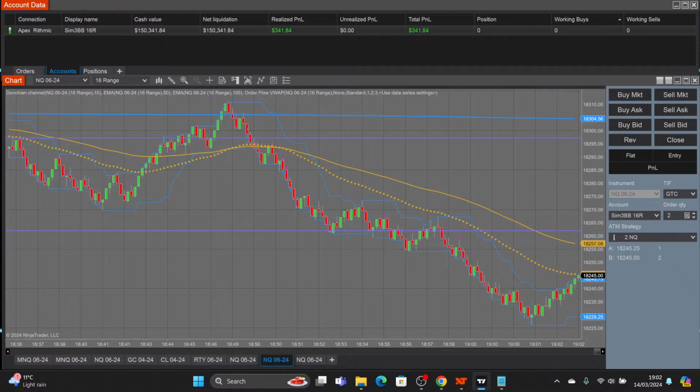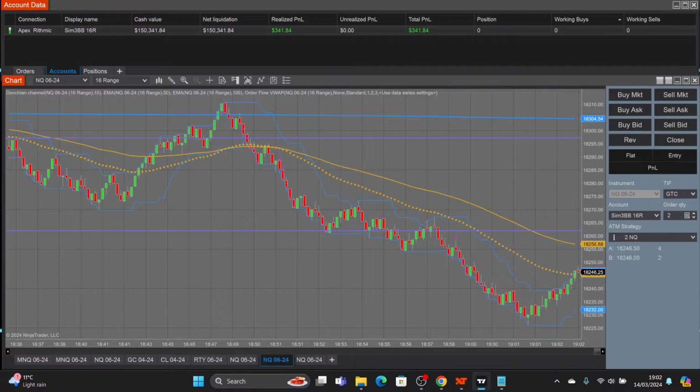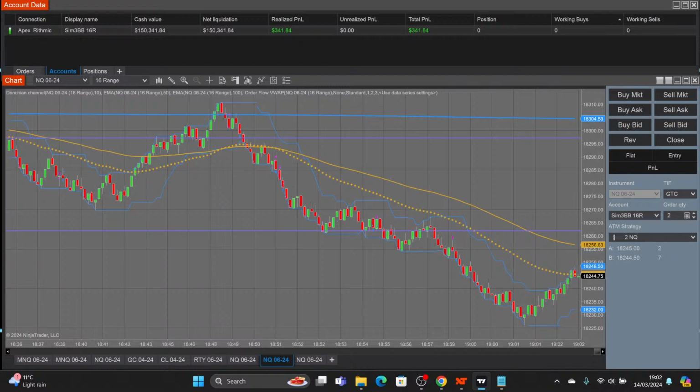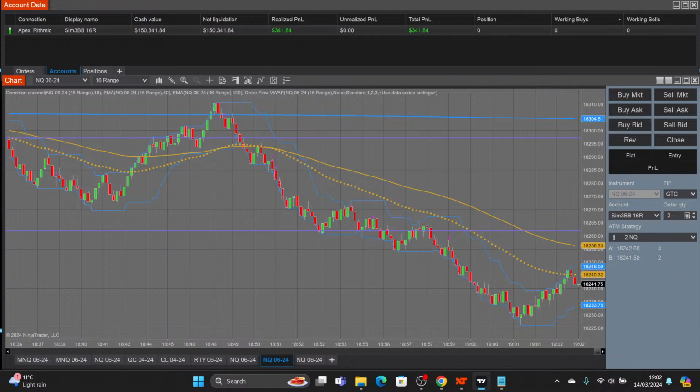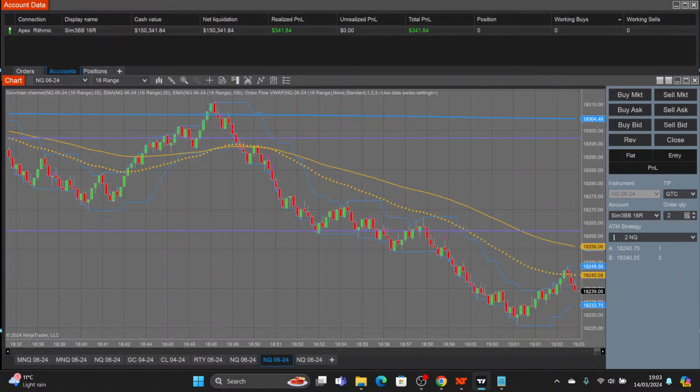Current day's range is. Let's have a look. What is the current day's range? 225 points. Current day's range is 225 points. Interesting.